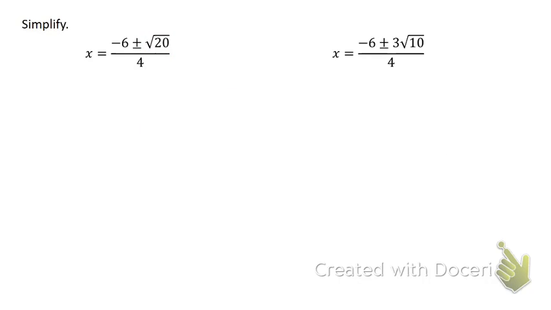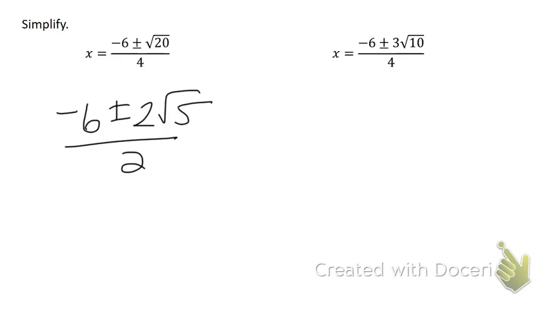Here's another example. This one, compare the first problem that we just finished to the second one. After we had simplified the first problem, it was what? Negative 6, and then we had a plus or minus 2 root 5. Okay, yeah, that's what it was. All over 4, I think it was. Yeah, sorry, let me erase that. So because all three numbers, the 6, the 2, and the 4, could all be divided by 2, we went ahead and divided by 2 to simplify.